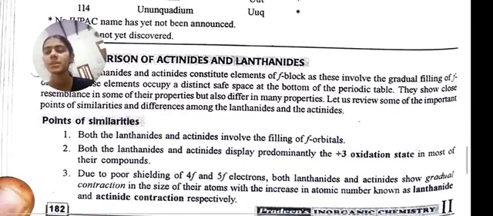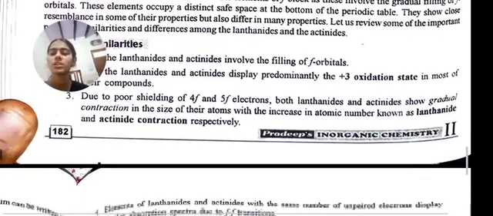Points of similarities. First point: both the lanthanides and actinides involve the filling of f orbitals. Both display predominantly the +3 oxidation state in most of their compounds. Due to poor shielding of 4f and 5f electrons, both lanthanides and actinides show a gradual contraction in the size of their atoms with the increase in atomic number, known as lanthanide and actinide contraction respectively.